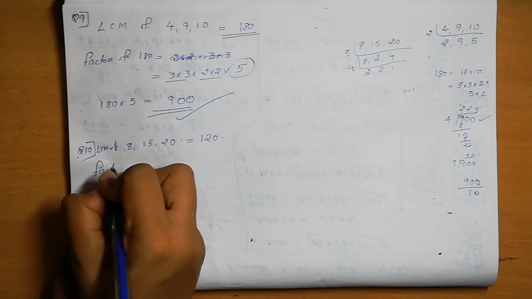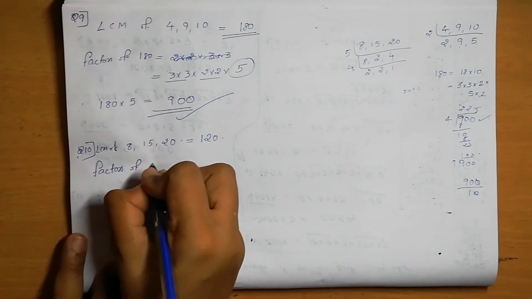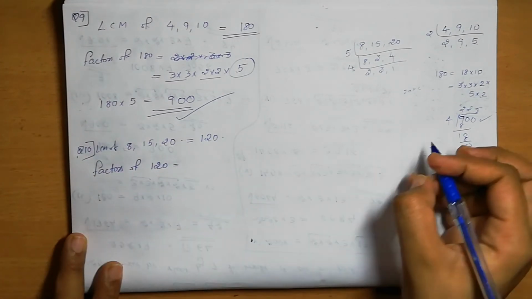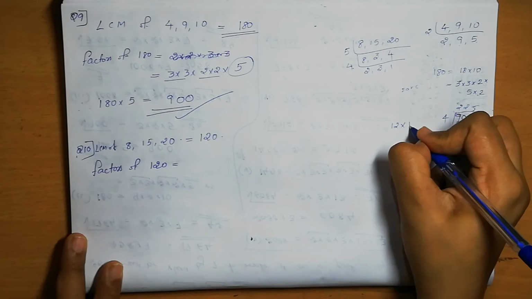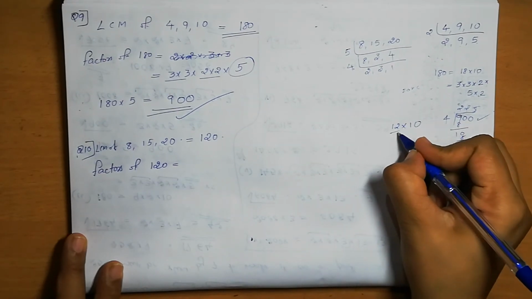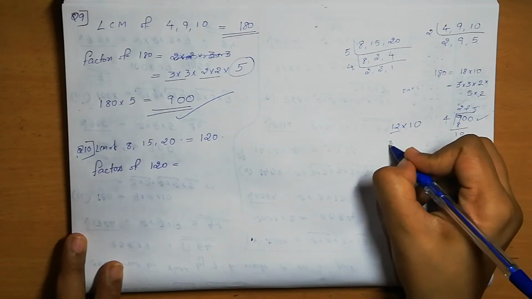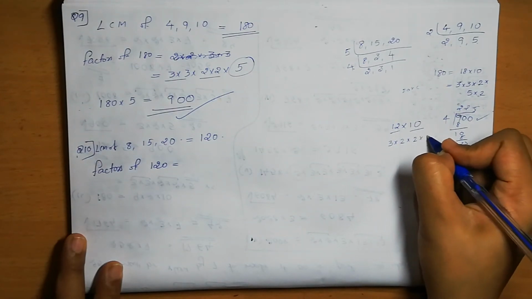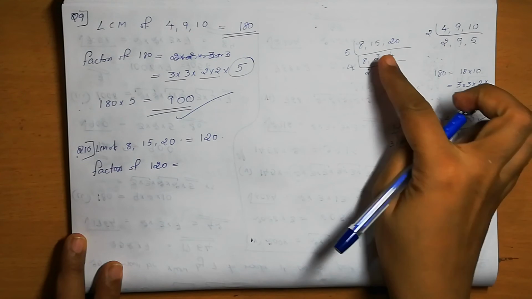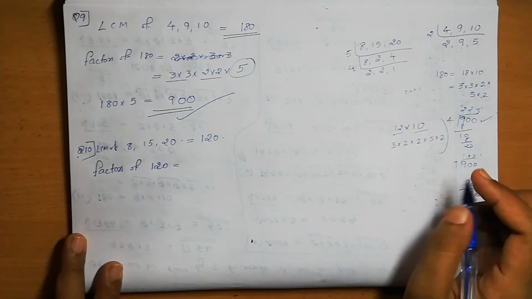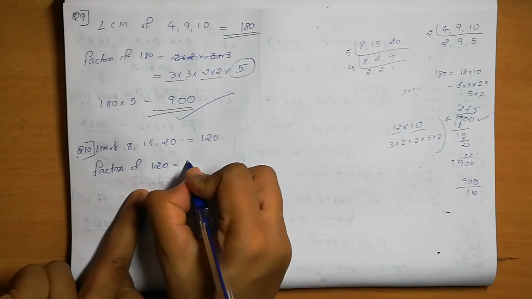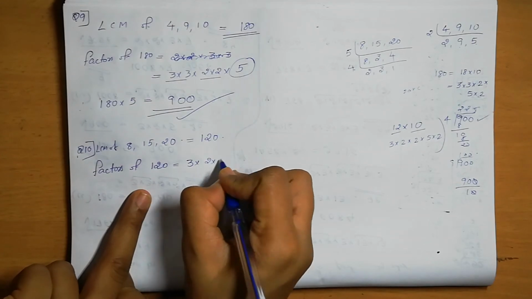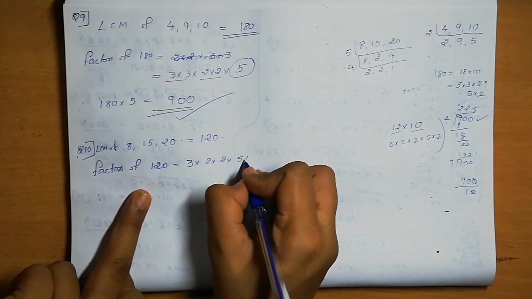120 means 12 into 10 is 120. 12 we can write as 6 into 2, 6 means 3 into 2. Then 10 we can write as 5 into 2. Anyway, we can find the factors in different ways. So 120 means 3 into 2 into 2 into 5 into 2.